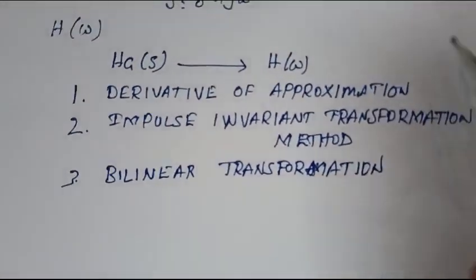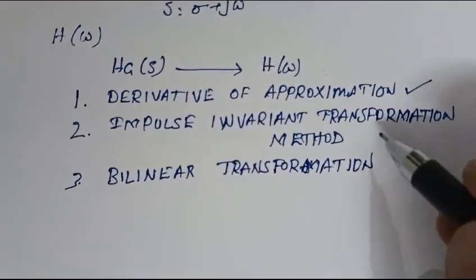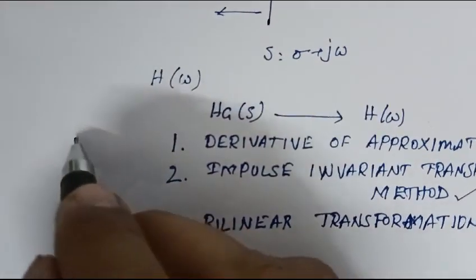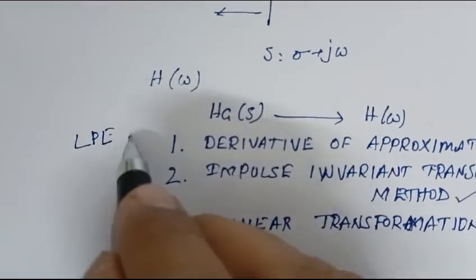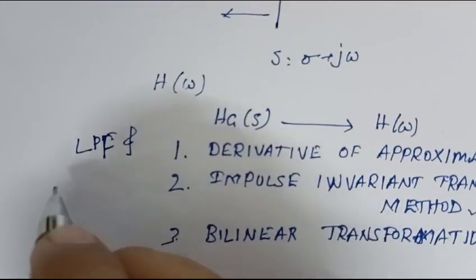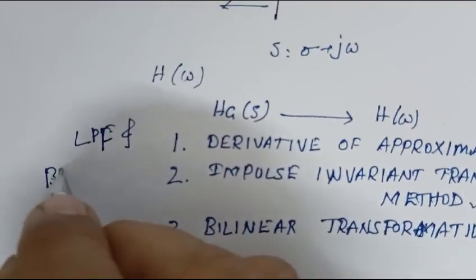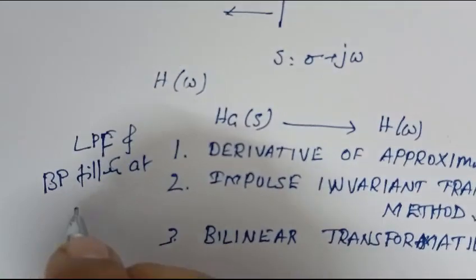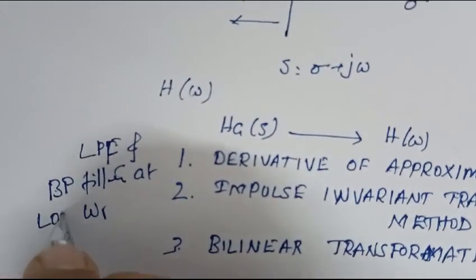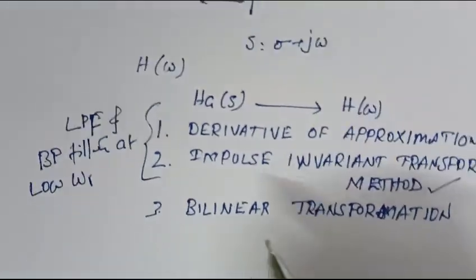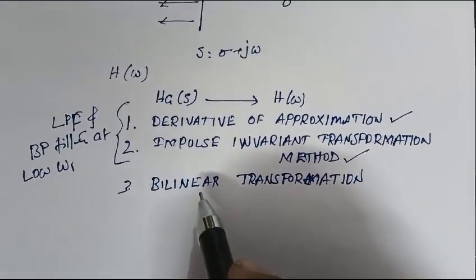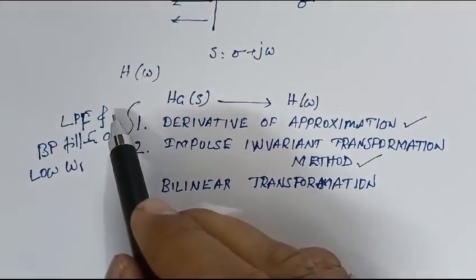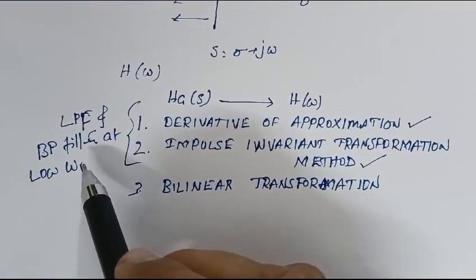The first two methods, derivative of approximation and impulse invariant transformation, are suitable for the realization of low pass filters and band pass filters at low resonant frequencies. The limitation of these two methods is that they are suitable only for designing low pass filters and band pass filters at low resonant frequencies.